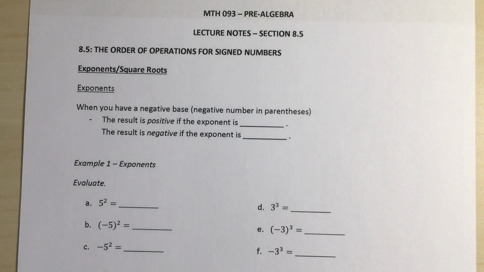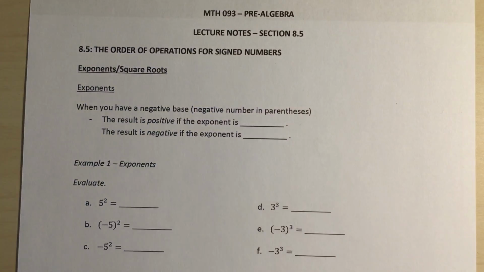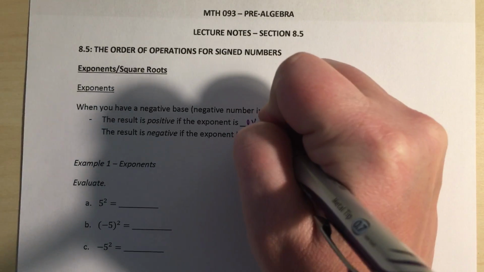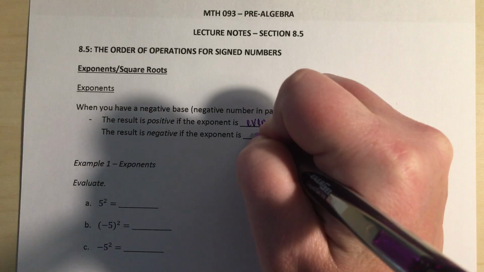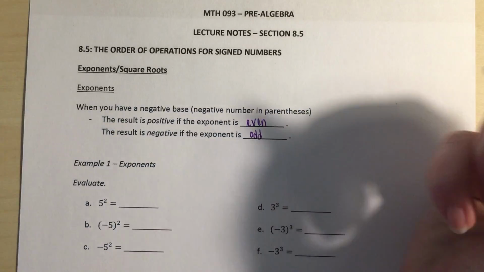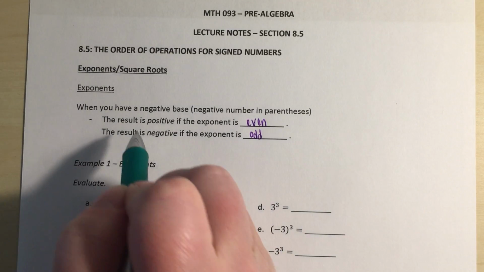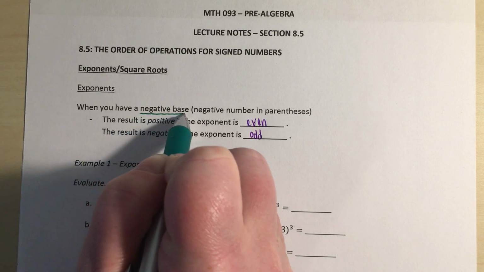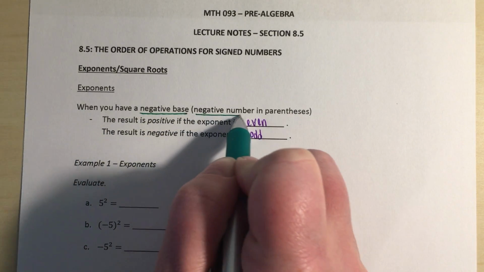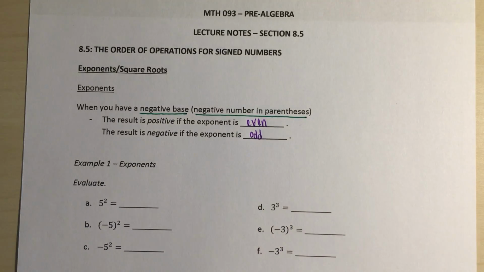So we're going to go through and talk about how we can deal with all three of these different types of problems. What we're going to focus on is our negative bases. When we have a negative base, a negative number in parentheses, our result is going to be positive if the exponent is even, and the result is going to be negative if the exponent is odd. This even and odd rule goes along with our multiplication and division. But remember, this is only for our cases where we have a negative base, a negative number in our parentheses.